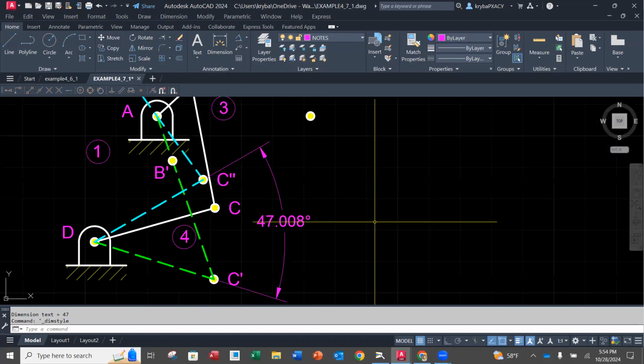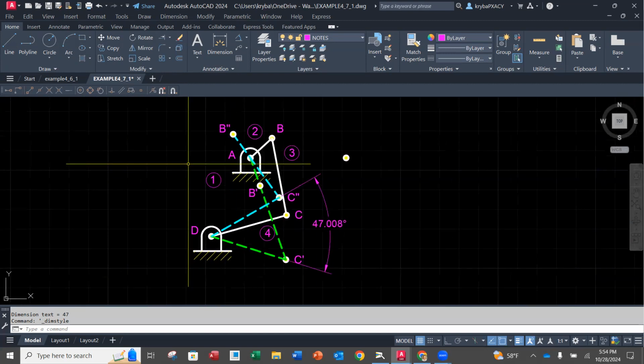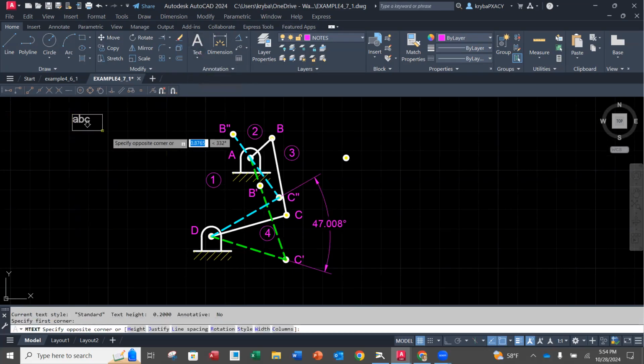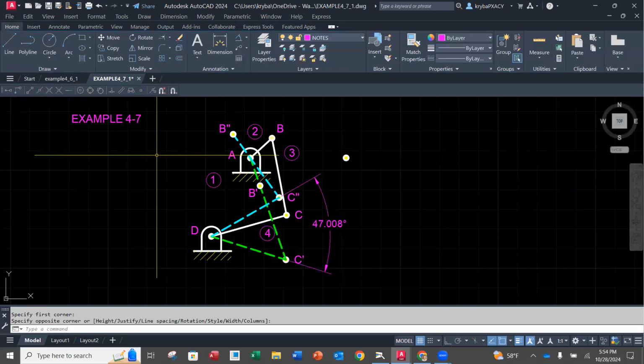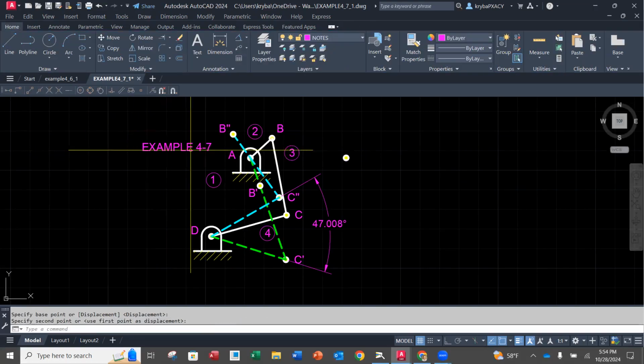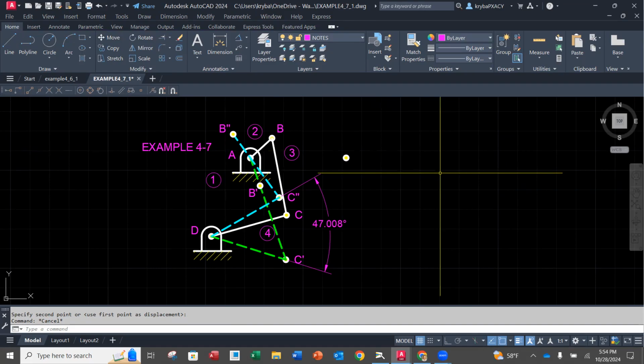Now, handing this in, you want to label this as example 4-7. Okay. You can add a note right here. So you can just add multi-line text. Example 4.7, whatever it is. And then some way, somehow, you want to make sure that you get me your mobility calculation, whether that's by hand or adding it to this example.